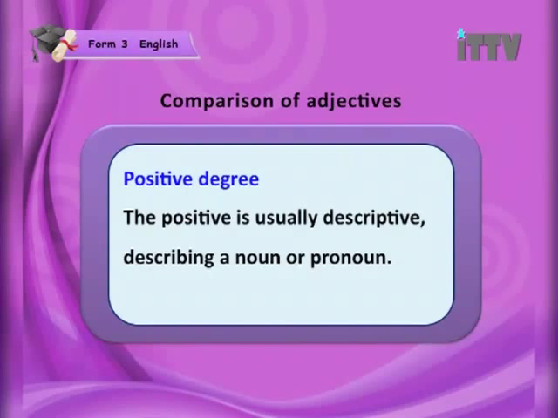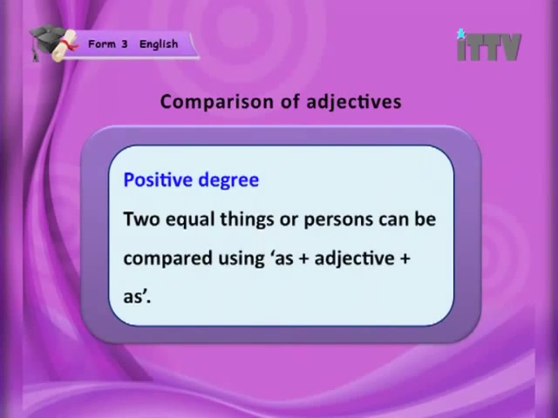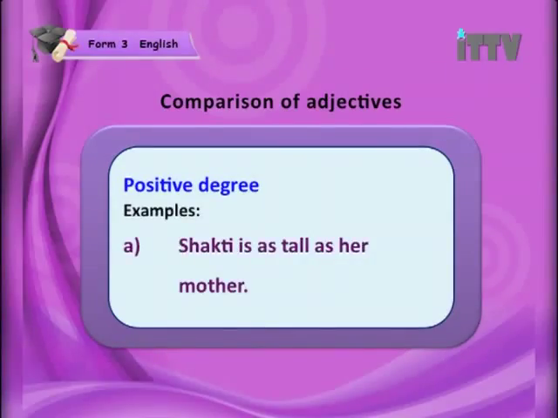A positive degree. The positive is usually descriptive, describing a noun or pronoun. 2 equal things or persons can be compared using as plus adjective plus as. Now, look at the positive degree. Examples: Shakti is as tall as her mother. Now, this sentence tells you that Shakti and her mother are of the same height.